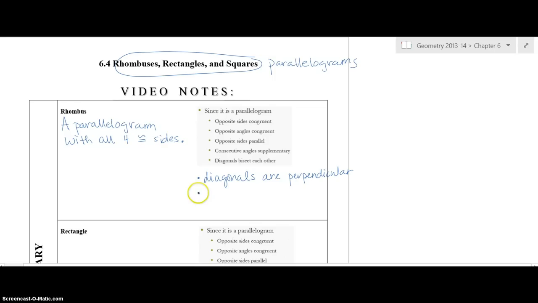And one more property about the diagonals is that the diagonals bisect opposite angles.